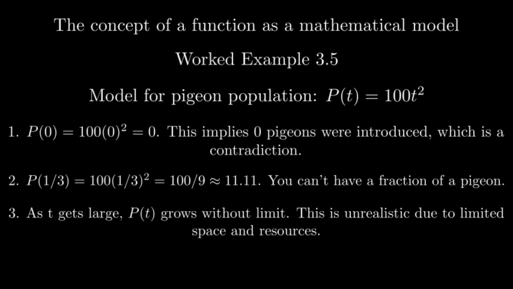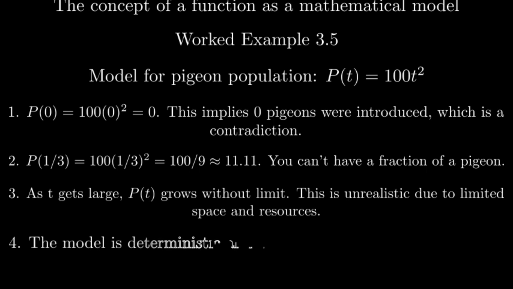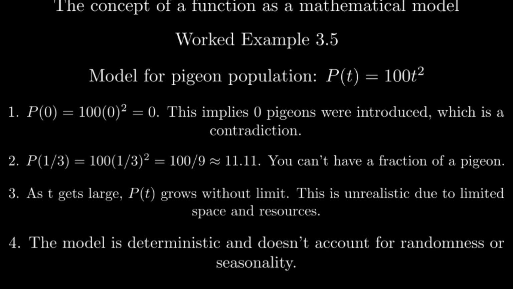Finally, does the real world operate so smoothly? The model is perfectly predictable. It doesn't allow for random events like disease or seasonal changes in birth rates. Real populations fluctuate. So, does this mean the model is useless? Not at all. It might give a reasonable approximation for the first few years. The key takeaway is that when we use functions to model the real world, we must always be aware of their limitations and the context in which they are applied.